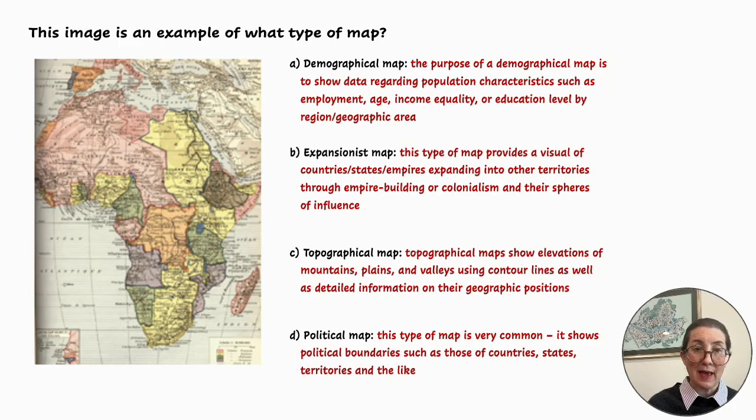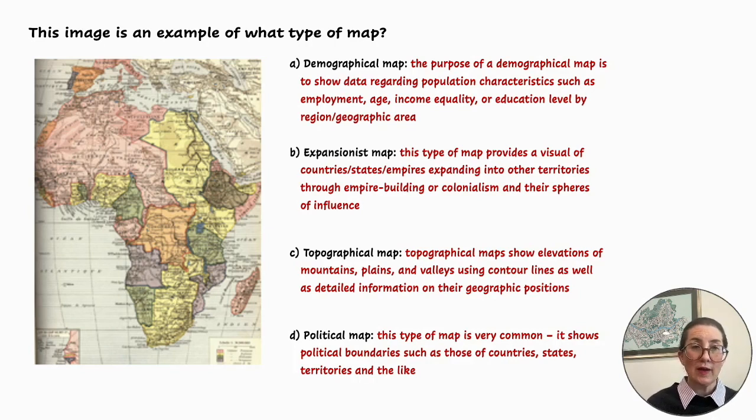An expansionist map provides a visual of countries, states, empires expanding into other territories through empire building or colonialism and their spheres of influence. A topographical map shows elevations of mountains, plains, valleys using contour lines, as well as detailed information on their geographic positions. Finally, a political map is a very common type. This is the type we usually find in books. It shows political boundaries such as those of countries, states, territories, and the like.